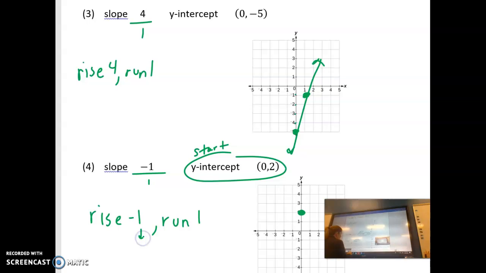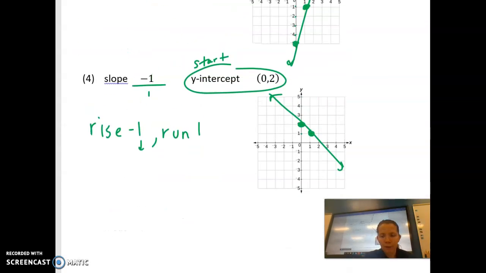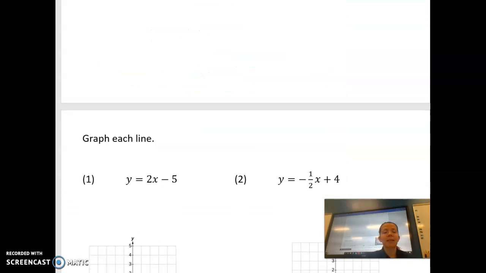Well, that means I go down. So from this point, I go down 1, run 1, which means this is my second point. So again, I only need 2 points to graph a line. And there we go. All right, so in my first 4 problems, I gave you information of how to graph it. I gave you the slope and I gave you the y-intercept. Now let's go ahead and practice it from an equation.